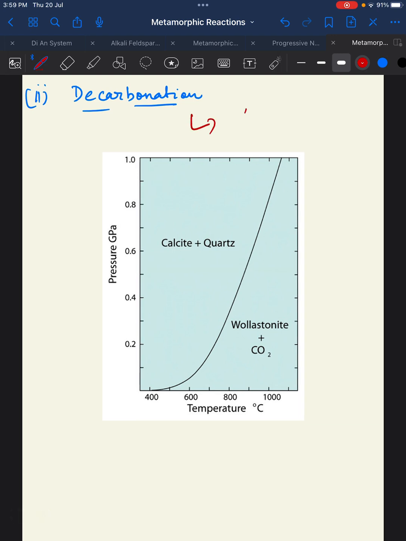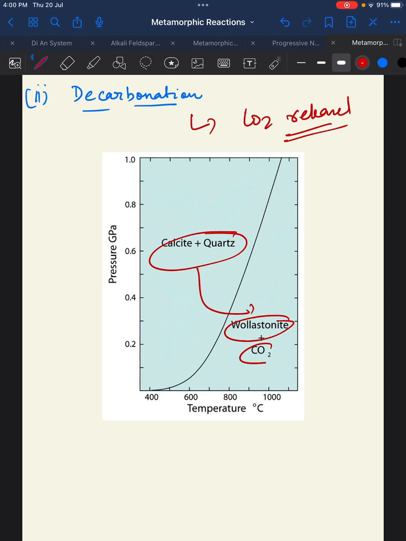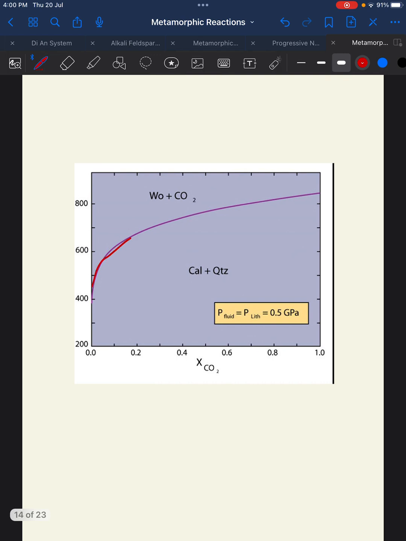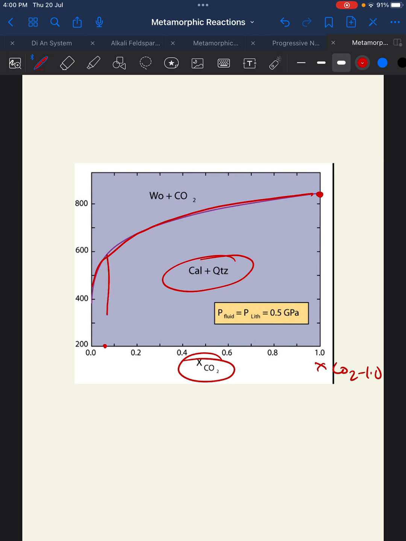Then this is a decarbonation reaction. In a decarbonation reaction, CO2 is released, so calcite plus quartz gives wollastonite plus CO2, and this is the diagram for the calcite plus quartz field. This is X CO2 now. Similarly, when X CO2 is 1, the reaction is at a higher temperature. The conversion from calcite to wollastonite takes place at a higher temperature, and when X CO2 is very low, or the amount of CO2 in the system is very low, the reaction takes place at a lower temperature, and the slope here is gentle and the slope here is steeper.